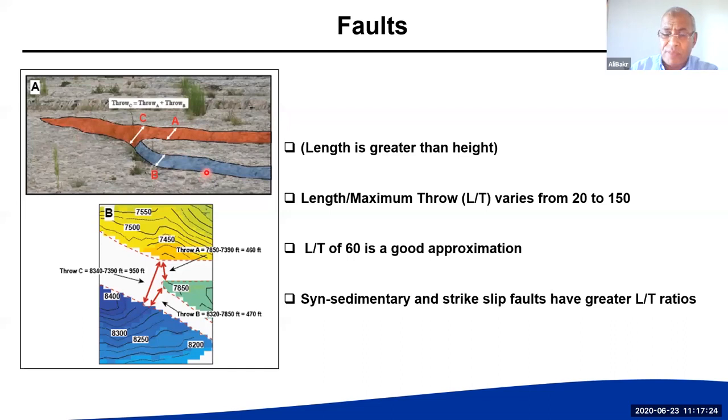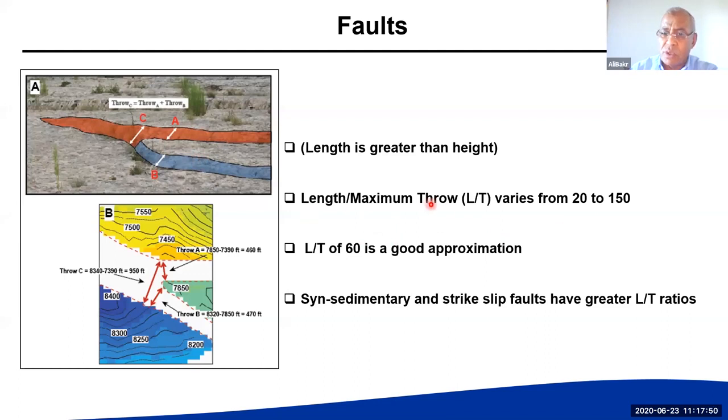I'll tell you what else: there is a relation between the length of the fault in the field and the amount of the throw. So you will never be able to have, as an example, a fault that extends only 1 kilometer while its throw is 3 kilometers. It will never happen in nature. It's very important to realize exactly what you are seeing in the data before going to the next step of the interpretation. And there is a rule of thumb here.